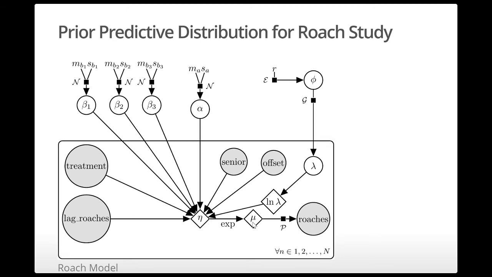Follow-up question? I was wondering, why do we actually have mu equal to Euler's number exponentiated to eta sub n? Is it because it's the exponential growth of the roaches? It's mostly to ensure that mu is positive. Ah.